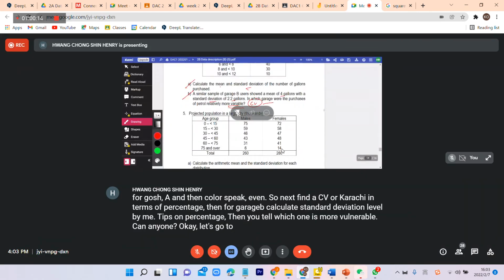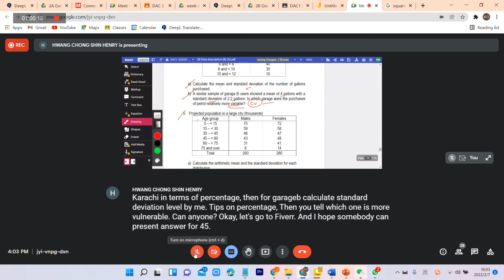Okay, let's go to 5 first. Then I hope somebody can present the answer for 4 and 5. Now, the projected population in a large city.